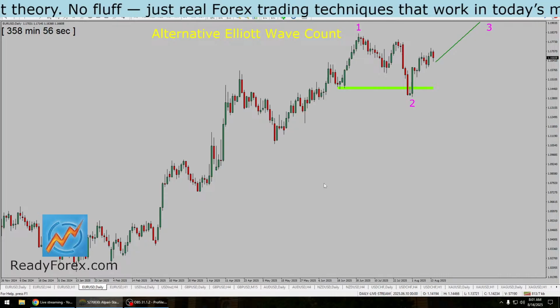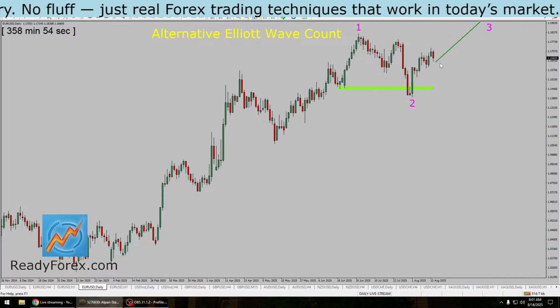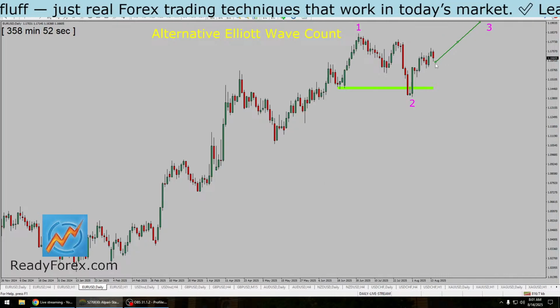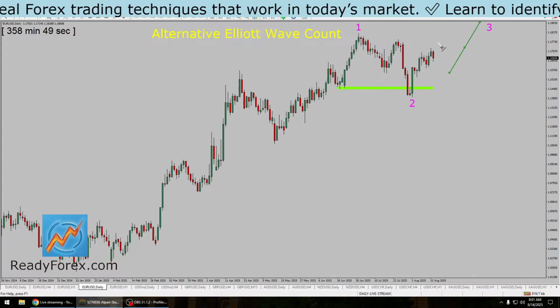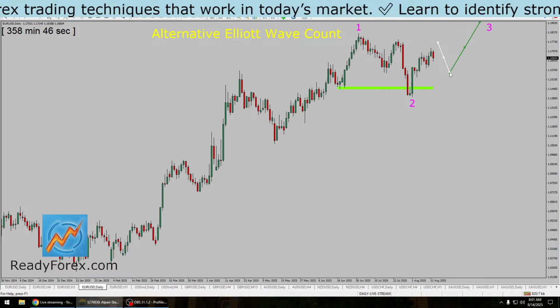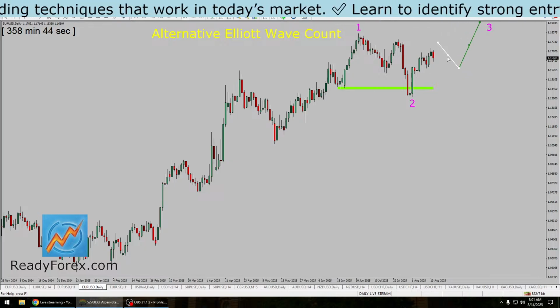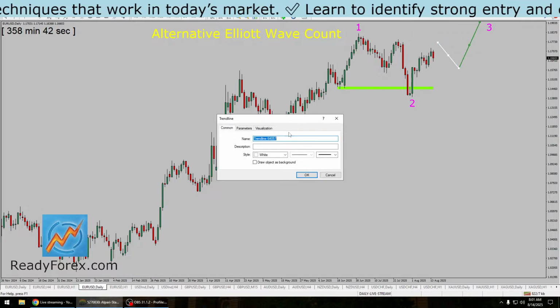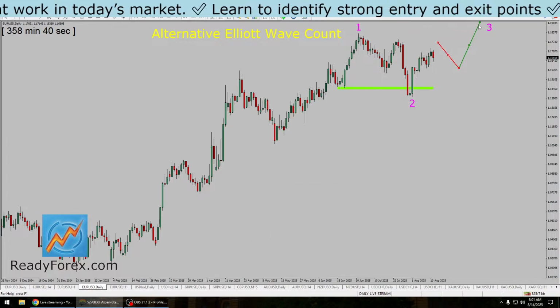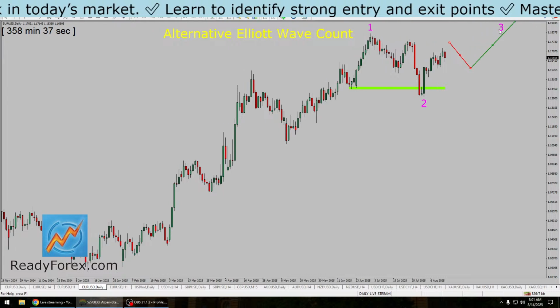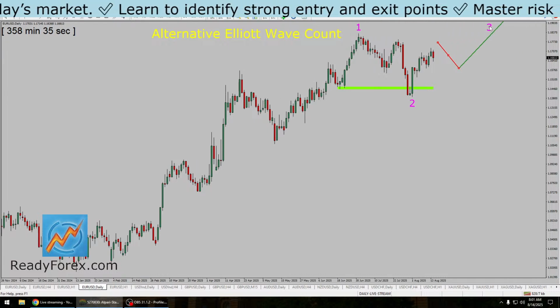I do have an alternative Elliott wave count which also suggests that market is going to drop at least on a short-term basis before we get a further rise. So this is kind of an alternative Elliott wave count, also known as Plan B. The dollar is going to print a new high.